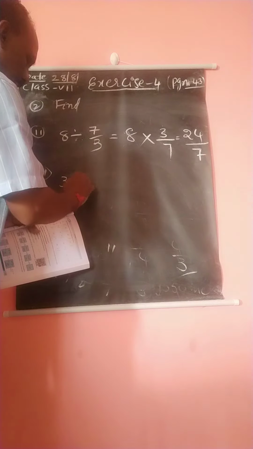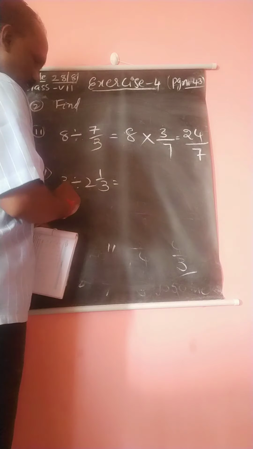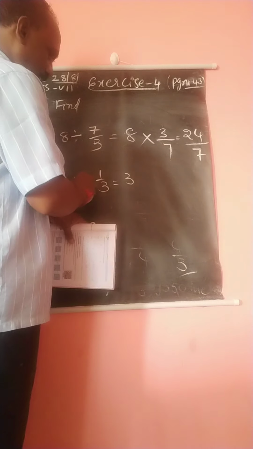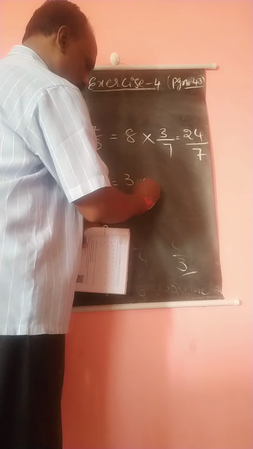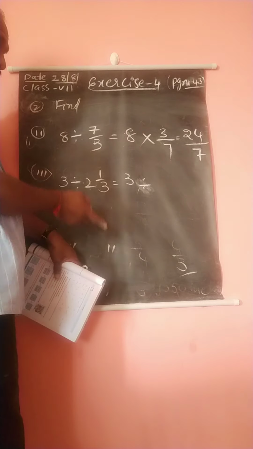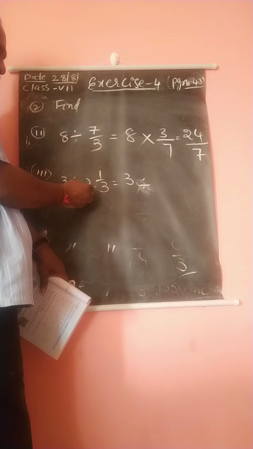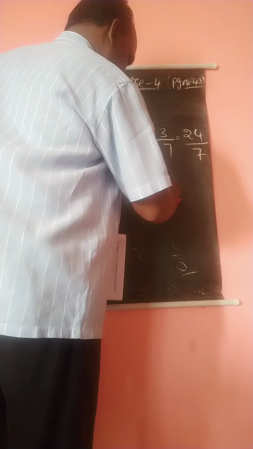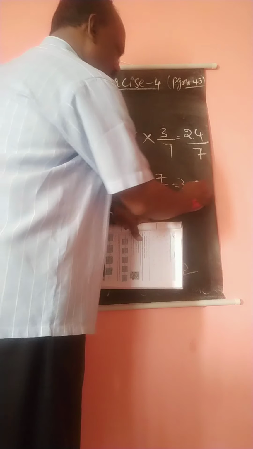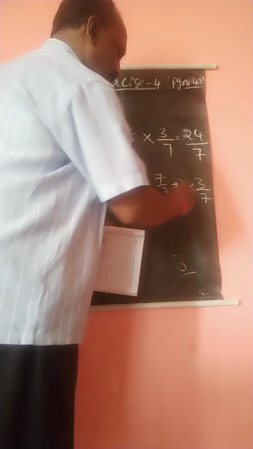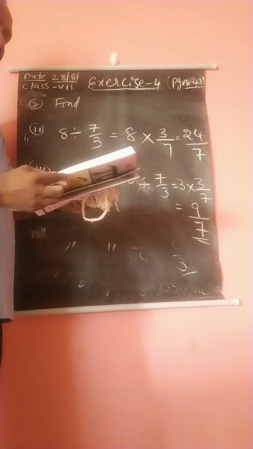3 divided by 2 1 by 3. 3 divided by 2 1 by 3. How can you change it? 3 divided by, listen, first you can write the same, 3 into... The mixed fraction can be converted into an improper fraction. So 2 1 by 3 means 3 2s are 6 plus 1, 7 by 3. Now here 3 into 7 by 3 means it changes to 3 by 7. That is equal to 3 3s are 9 by 7. This is called 9 by 7.